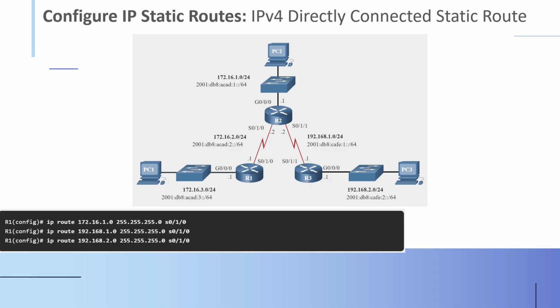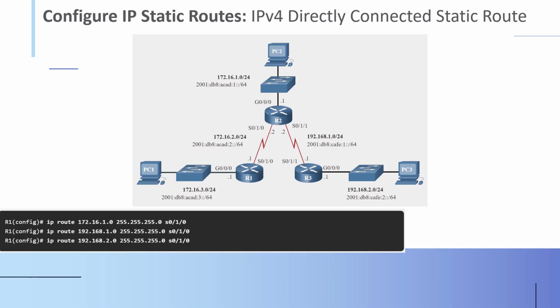via interface serial 0/1/0 at router 1, which is the interface that we have to forward the packets to reach this network. Again, the next line says ip route, we are configuring a static route for reaching the network 192.168.1.0 with the subnet mask 255.255.255.0, which is the network between router 2 and router 3. And we can reach this network through the interface serial 0/1/0 of router 1, which is the interface that we have to forward the packets to reach this network.